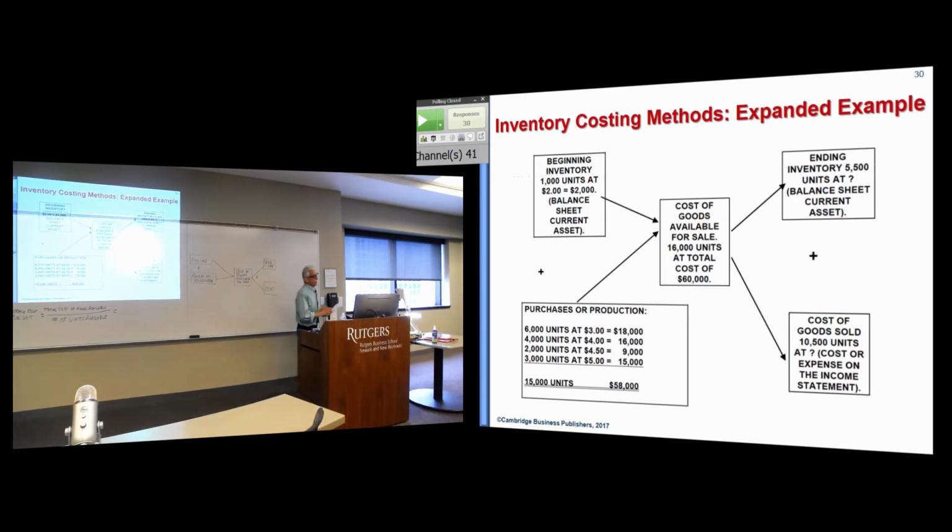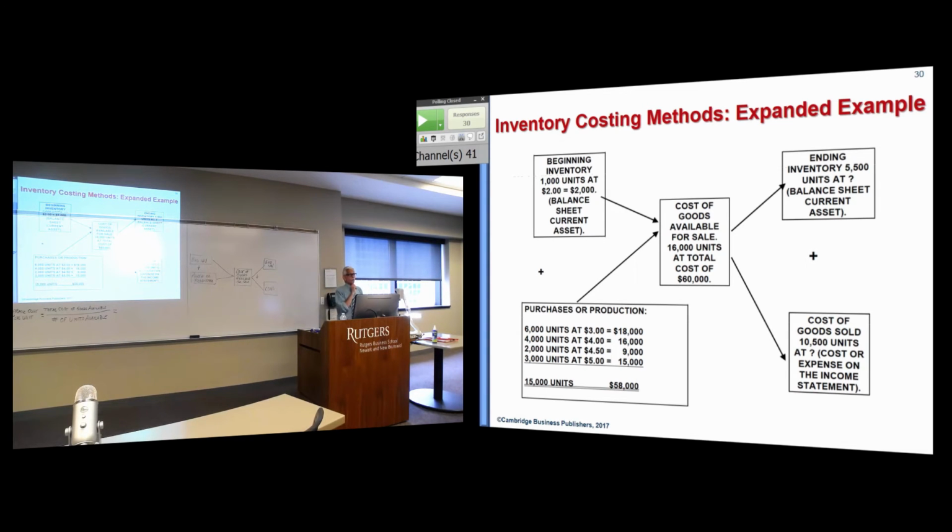All right, so if you take a look at slide number 30, this is a more extensive example. Notice that you've got prices rising, so that it is a period of inflation or rising prices for this company, which would make LIFO tax beneficial. So we start the year with 1,000 units at $2. We have a series of purchases or production that give us another 15,000 units at a total cost of $58,000. 2,000 beginning, 58,000 purchased. Your goods available for sale are equal to 16,000 units at a total cost of $60,000.